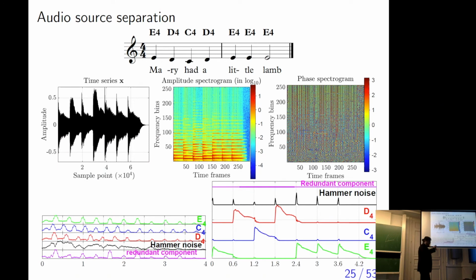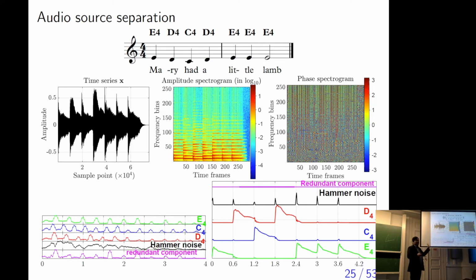So the next application is audio source separation. Basically, you have some audio signal, Mary had a little lamb. The first row is the score, and the second row is the representation of the data in time domain and in time-frequency domain. The last row is the decomposition. From the score, you can see there are 3 notes, so you are expected to have 3 components: the C note, the D note, and the E note.